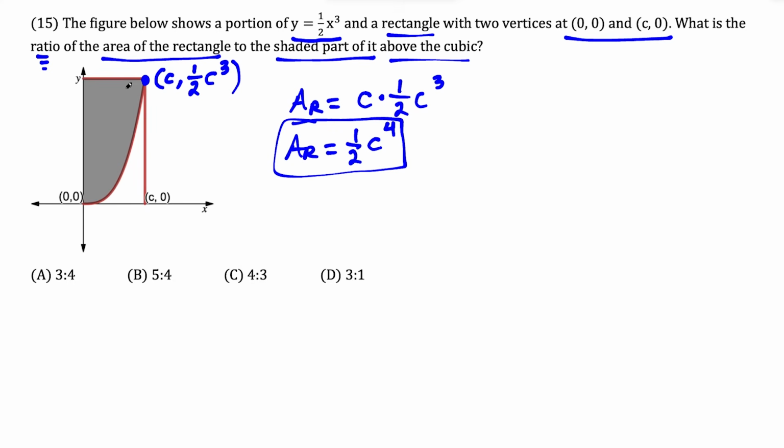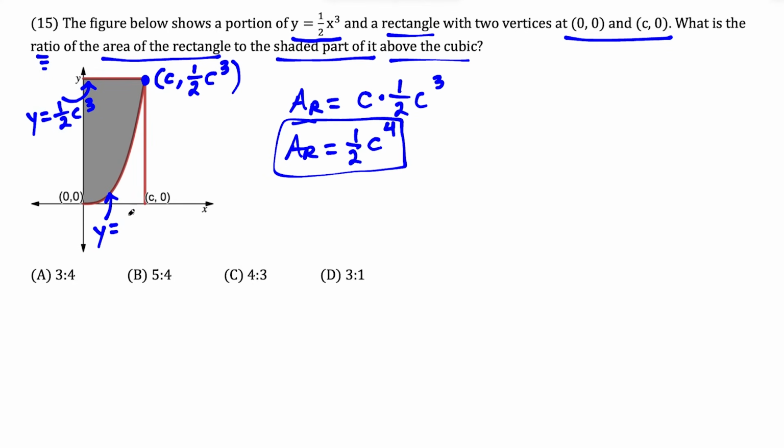But now for the next piece, we need to know what is the area of the shaded region. And there's a few ways that we could do this, but one way is to subtract this function here by this function here and then integrate. So notice that this is the horizontal line, y equals 1/2 c to the third, because the height of the rectangle is 1/2 c to the third. So this horizontal line, since it's matching the height, would just be y equals 1/2 c to the third. And we're treating c as a constant in this question.